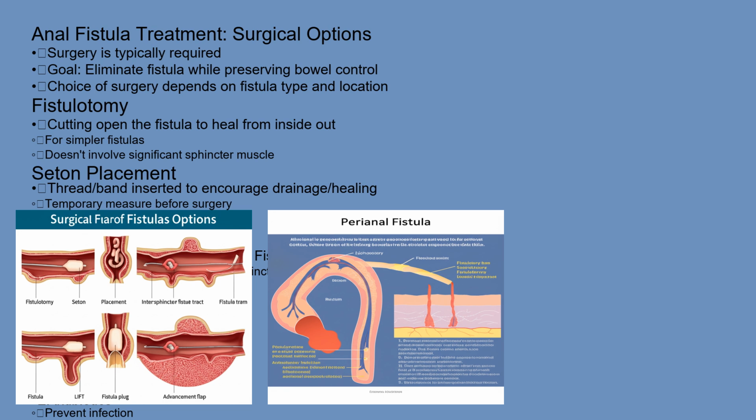A seton placement involves inserting a thread or silicone band into the fistula to encourage drainage and healing. This can be a temporary measure before a more definitive surgery or a permanent solution for complex fistulas. LIFT, or ligation of the intersphincteric fistula tract, is a technique that aims to close the internal opening of the fistula while preserving the sphincter muscles. Other options include fistula plugs or glue, which are used to seal the fistula tract, and advancement flaps, where healthy tissue is used to cover the internal opening of the fistula. After surgery, pain management, wound care, and antibiotics may be necessary to prevent infection.